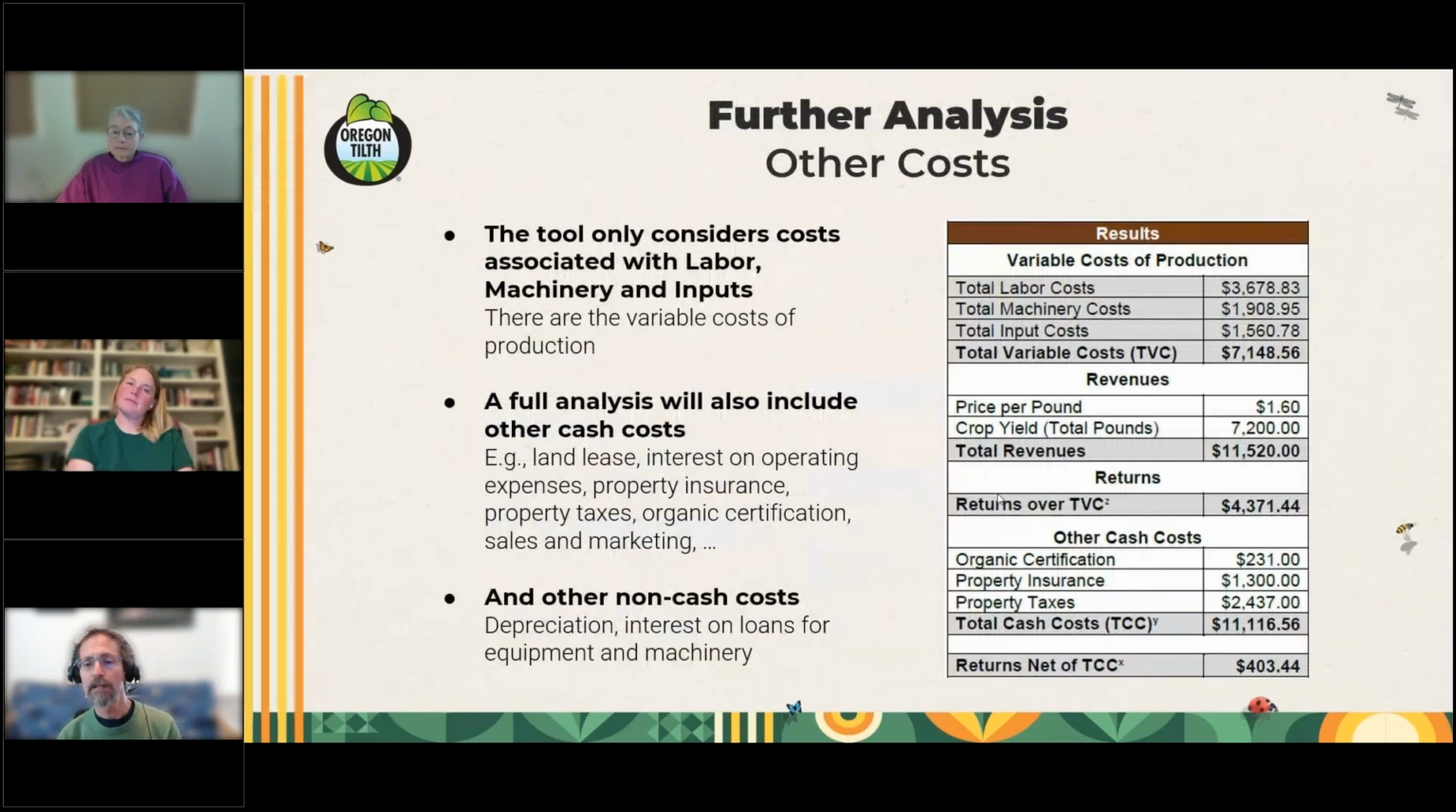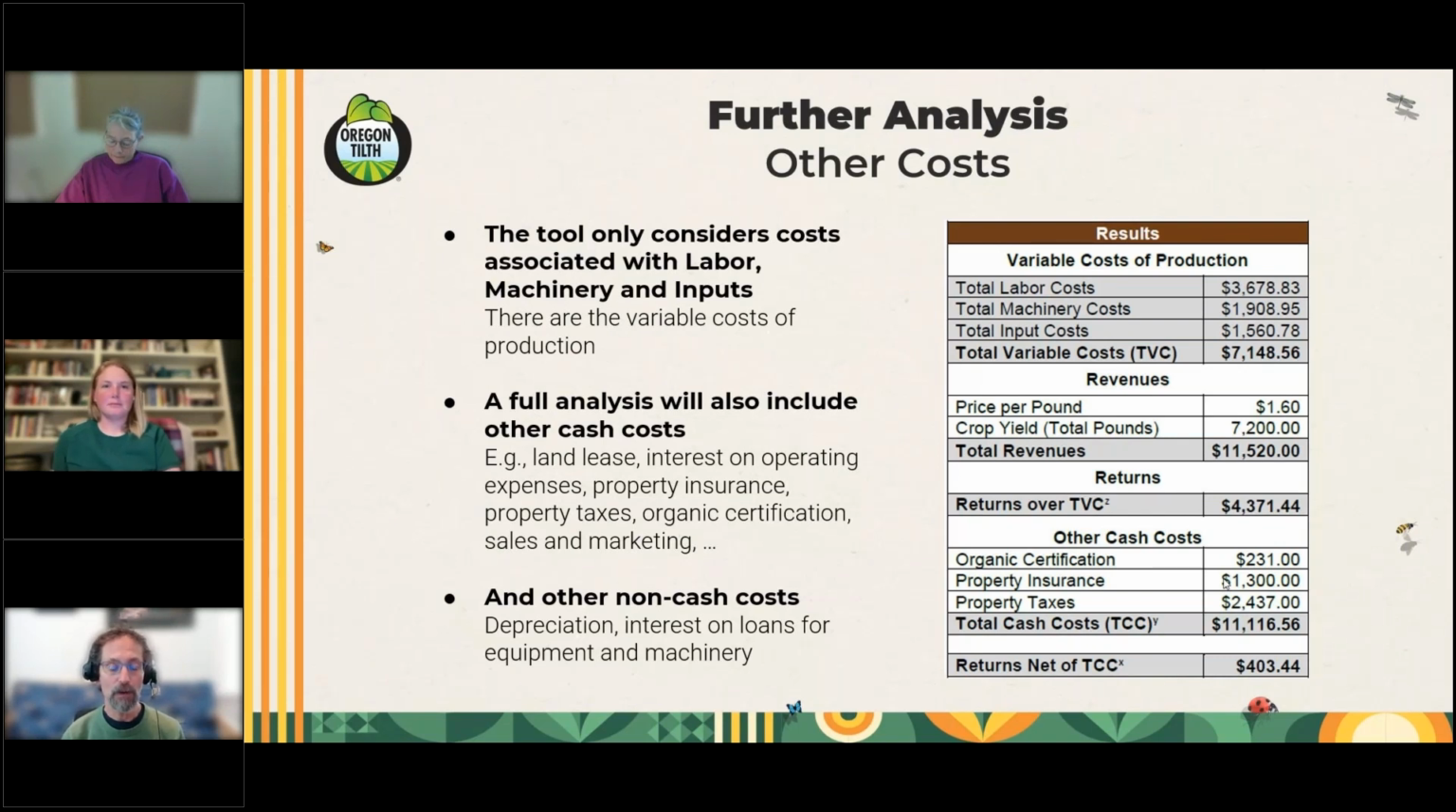So note that the total calculated by the tool, again, is not necessarily a cash flow value, right? And this is going to be especially true if the labor was unpaid because the growers and their family were doing most of the work. And then also note that the tool is not accounting for all costs. We're really just focused on the variable costs of production.